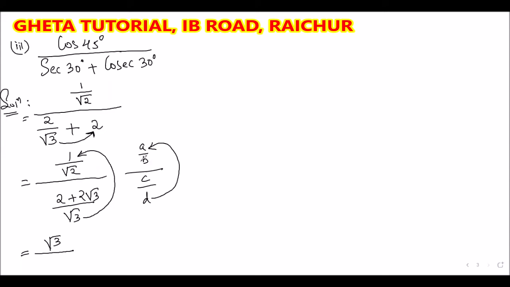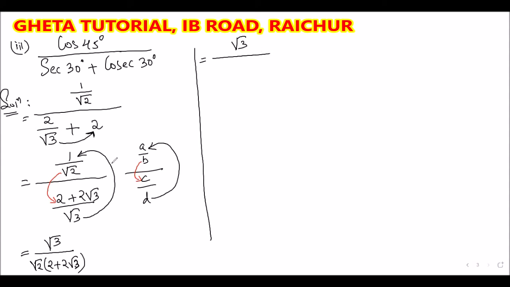what we have to multiply? B into C. B into C means this and this you have to multiply. So here what will come? Root 2 into 2 plus 2 root 3. Understood this step? This numerator I will keep as it is, root 3 divided by.